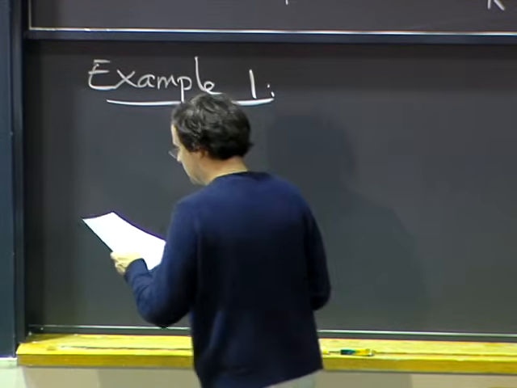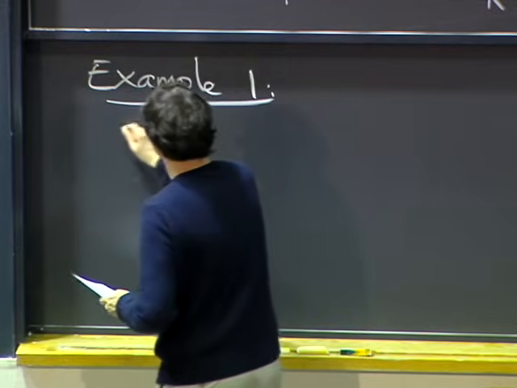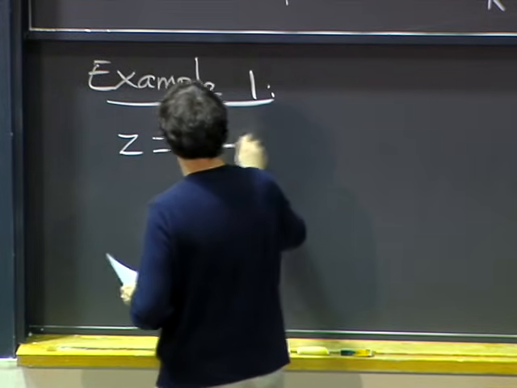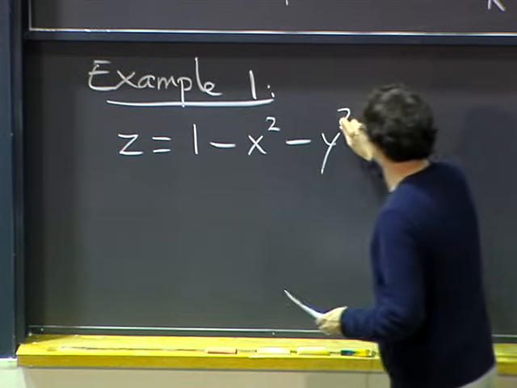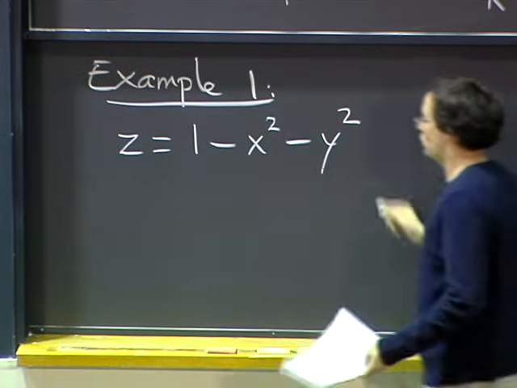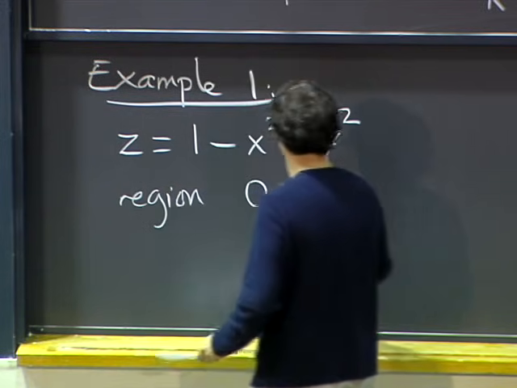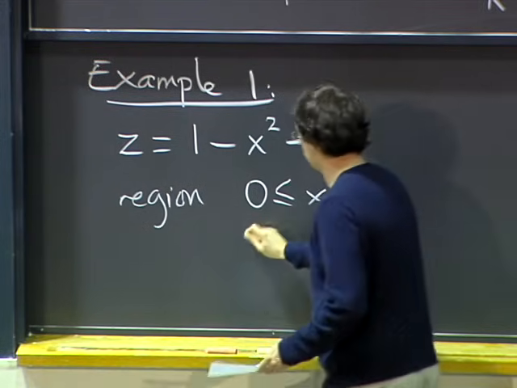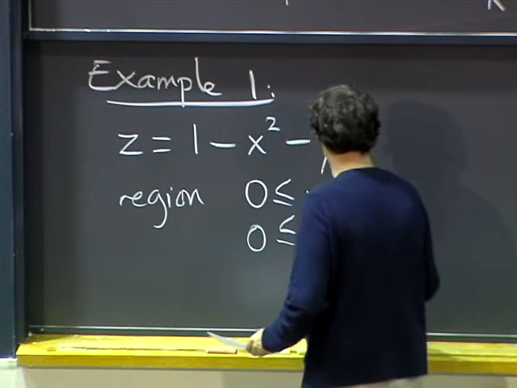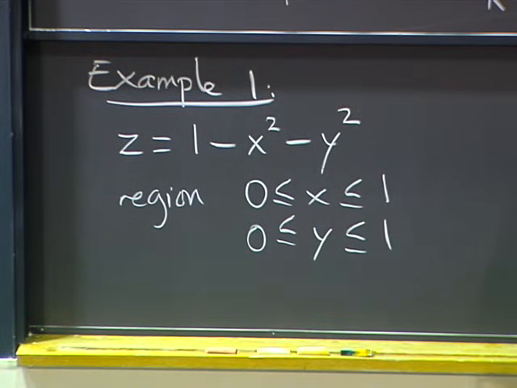So let's say that we want to integrate the function 1 minus x squared minus y squared over the region defined by x between 0 and 1 and y between 0 and 1. So what does that mean geometrically? Well, z equals 1 minus x squared minus y squared, and it's a variation on something.